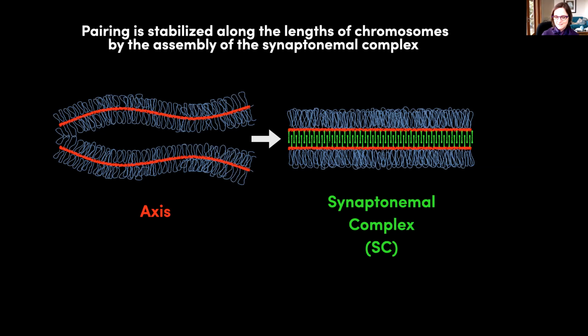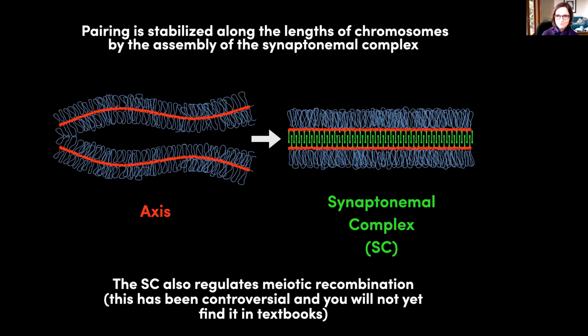I won't talk about this today because this is definitely at the cutting edge of research, something my lab is very interested in, but we now appreciate that this material between the chromosomes helps to regulate recombination. So it plays a role in holding the chromosomes together, and it also plays a role in regulating the number of crossovers along the chromosome.